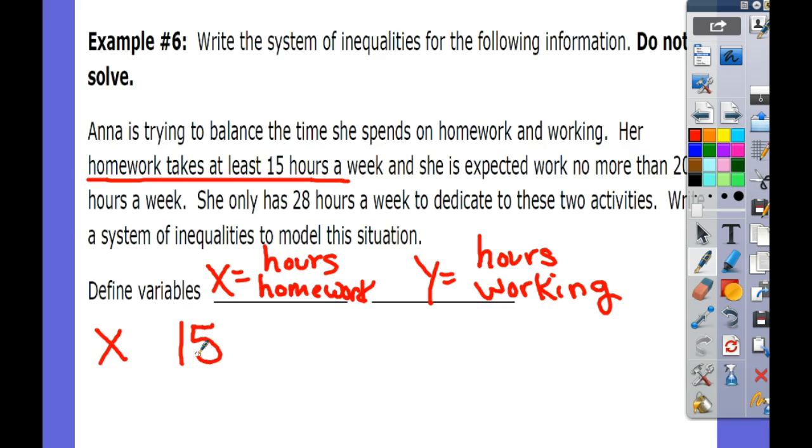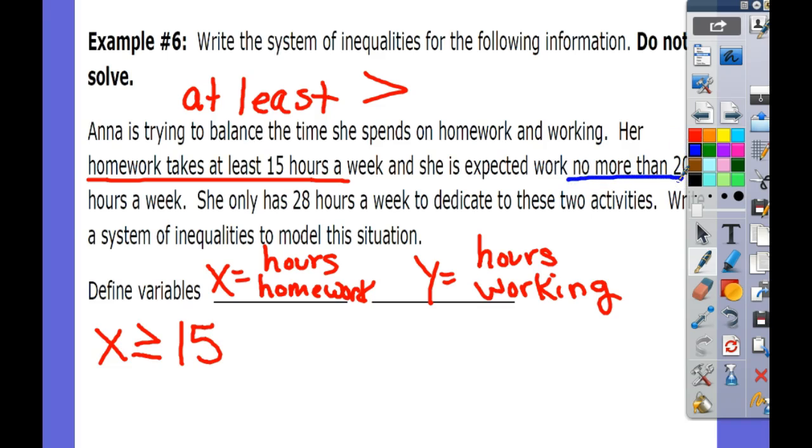Now, this is the one that's confusing to me. At least, does that mean less than? Is she going to spend less than 15 hours a week? What does this sentence say? She's going to spend at least. Does that mean she might spend 20 hours a week? Does that mean she can spend 10 hours a week? No. So, especially this phrasing confuses me. At least is going to be a greater than sign. She's got to spend 15 or more. Okay?